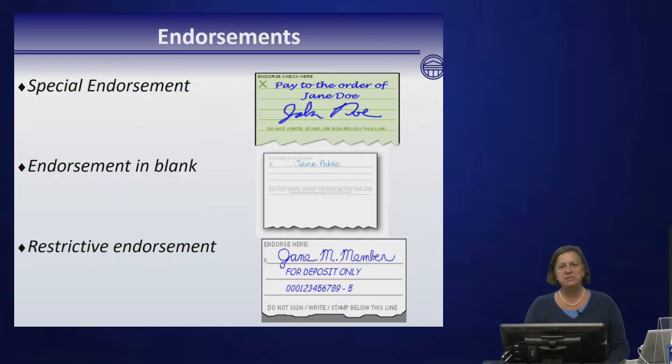So here's some endorsements that we looked at. So the top endorsement is a special endorsement. Note that the instrument is still payable to a specific person, so it's still order paper. The second endorsement is an endorsement in blank. So here the person just signs their name. An endorsement in blank, remember, creates bearer paper. And then the bottom endorsement is a restrictive endorsement for deposit only.